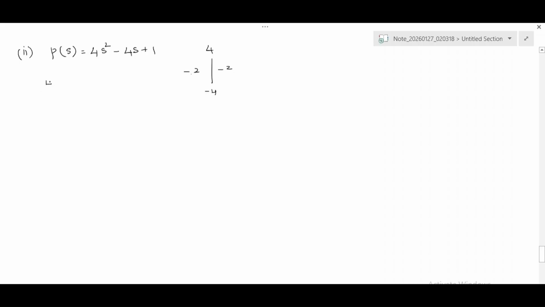So we'll write the factors. Yes, 4s squared minus 2s minus 2s plus 1. So in this we'll take common these first two terms. It is 2s common, so 2s minus 1. Here in this, minus 1 is common, 2s minus 1. So it is 2s minus 1 and 2s minus 1.